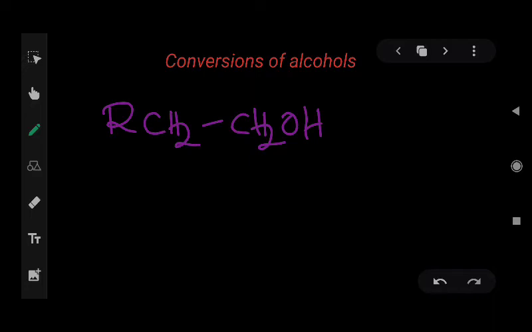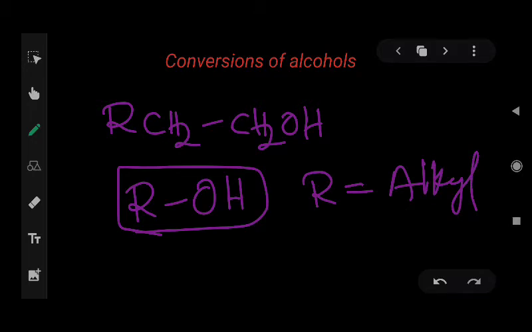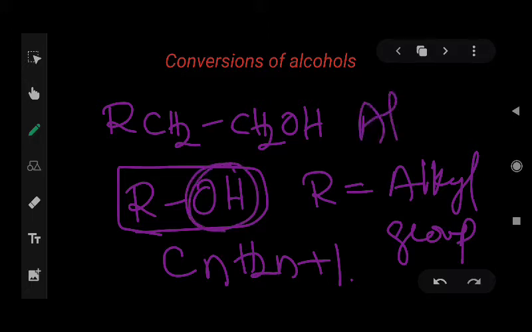What is the general formula for alcohols? This is the general formula, ROH. Where R represents an alkyl group. What is the general formula for an alkyl group? The alkyl group is nothing but CnH2n+1. Along with that, if you add OH, it is converted into alcohol, right?